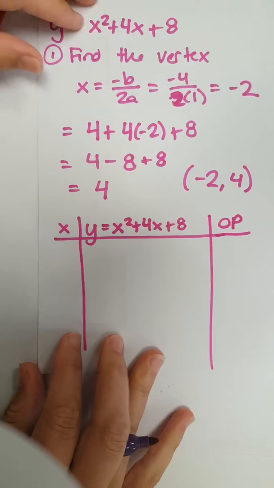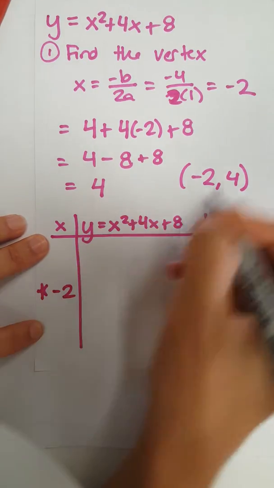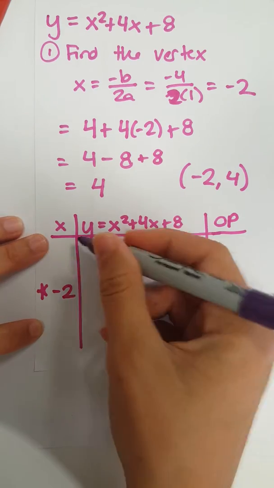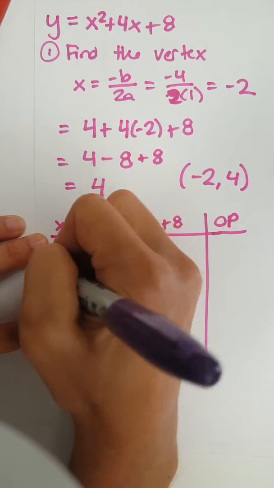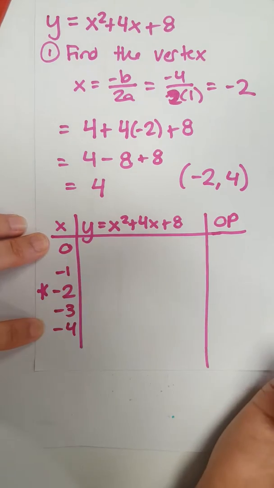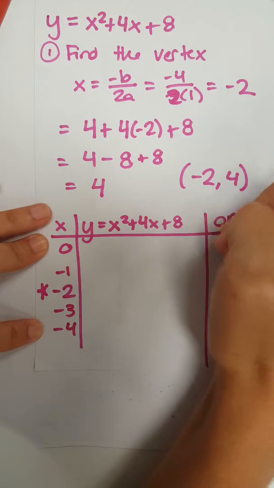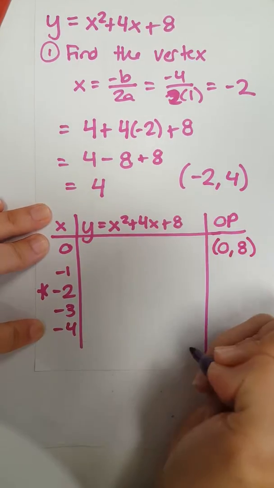So we make our table now. The middle value is going to be what? Negative 2. Go 2 below it, go 2 above it. Negative 1 is 0. Negative 3, negative 4. Well, 0 is going to be what? 8, because it is the y-intercept.